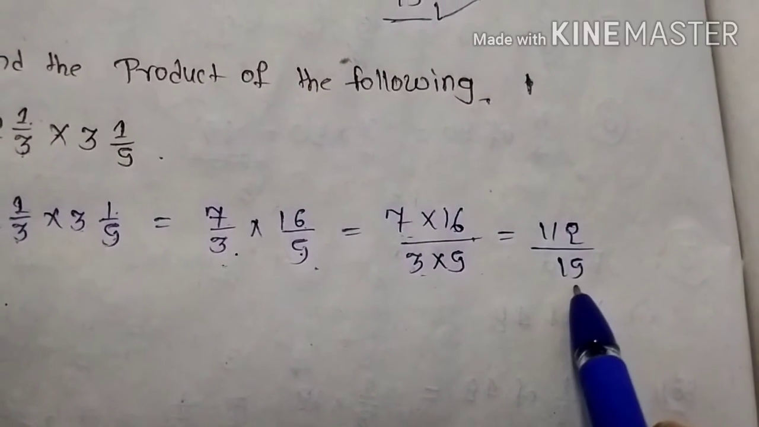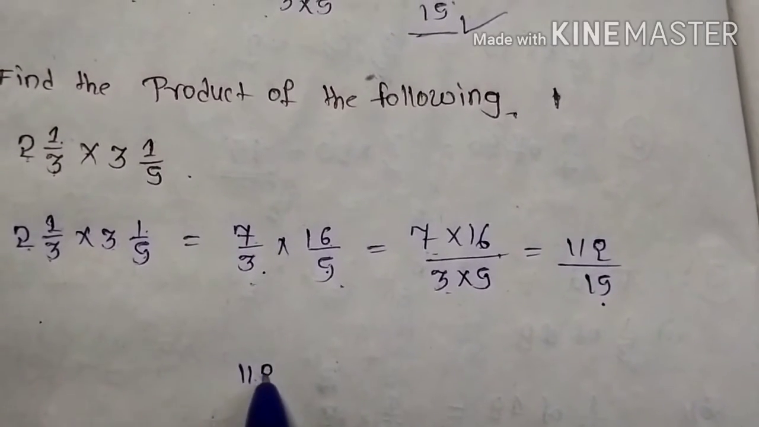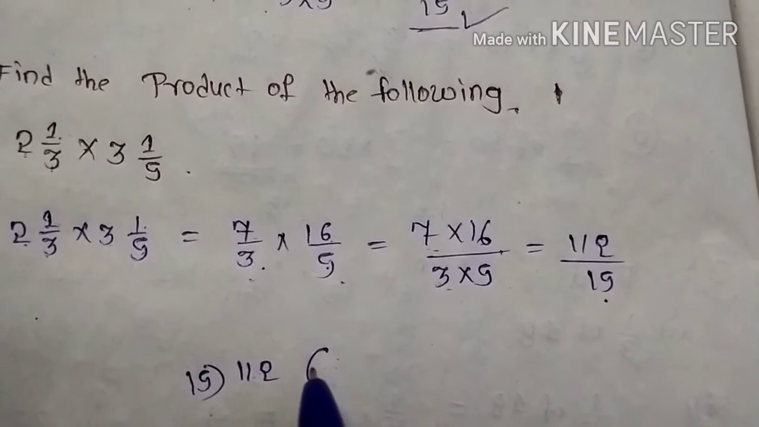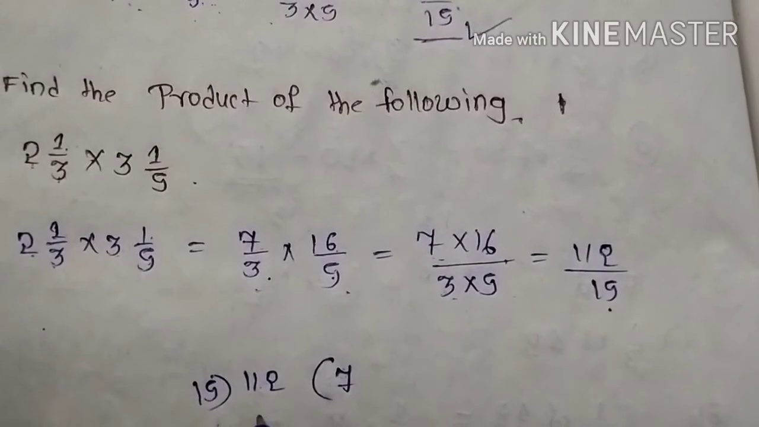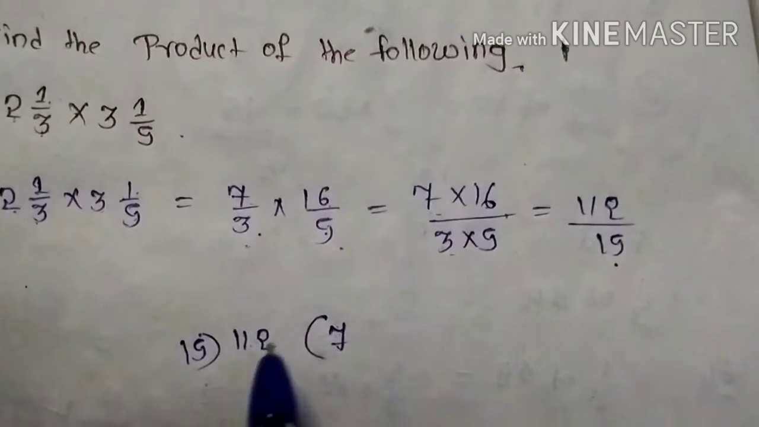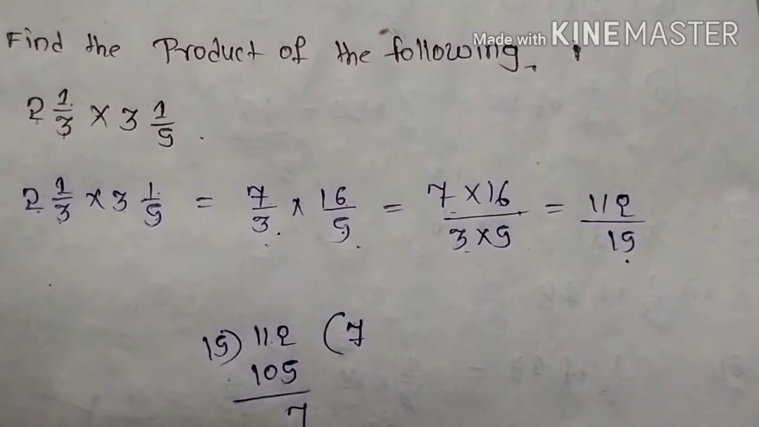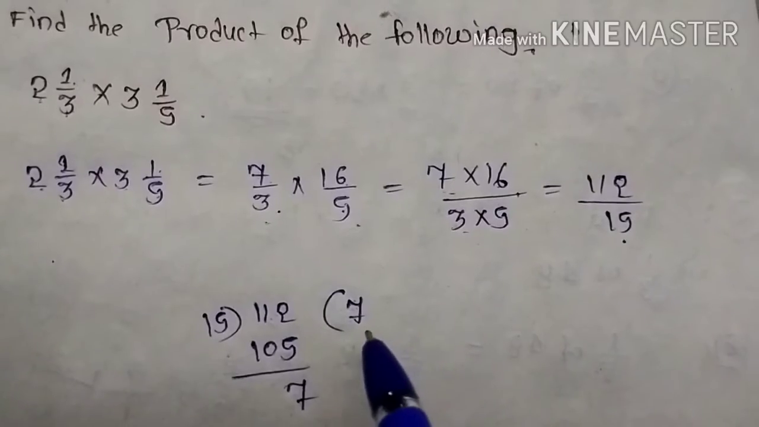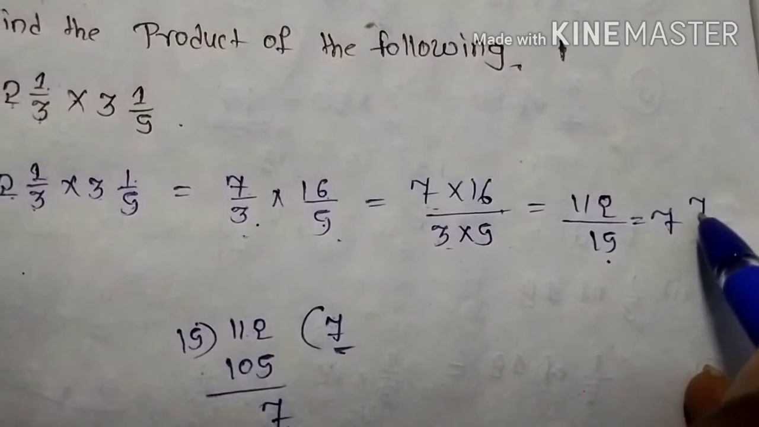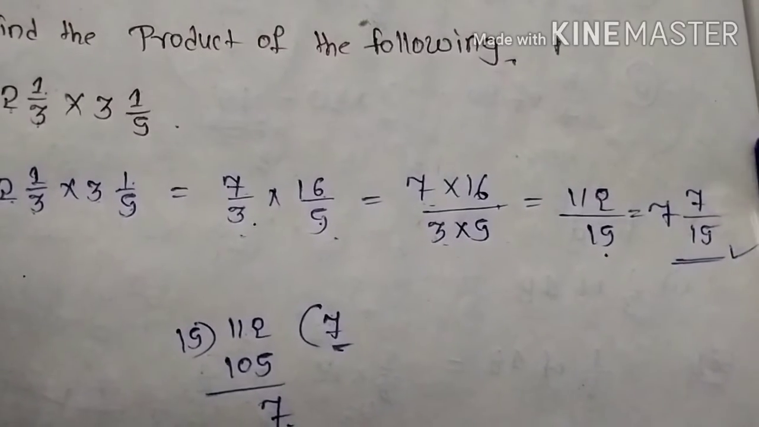Once you observe, this is an improper fraction, and we can convert it into a mixed fraction. How can you convert here? 112 by 15. 15 1s are 15. 15 6s are 90. 15 7s are 105. 112 minus 105 means you are getting how much remainder? 7 only. Yes. So you write 7 as the integral part. Remainder is 7, so you write 7 by 15. This is your solution.